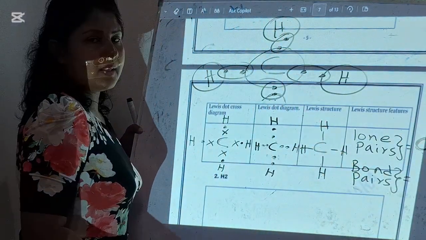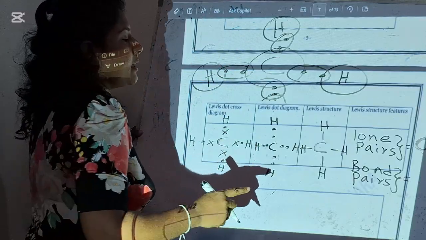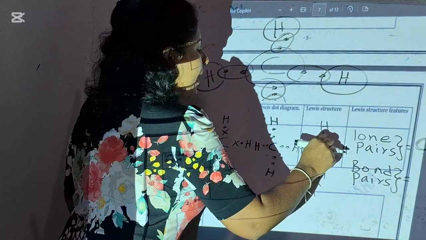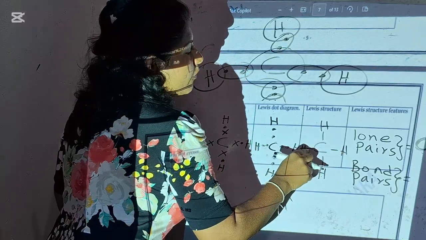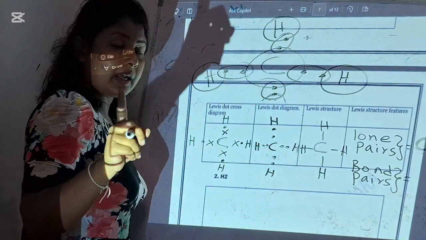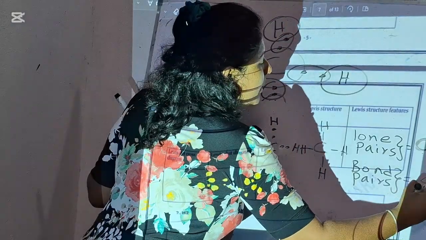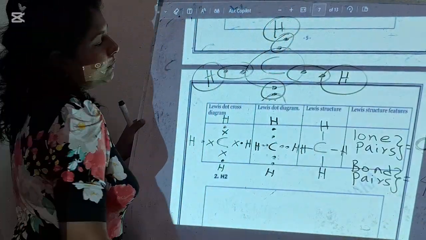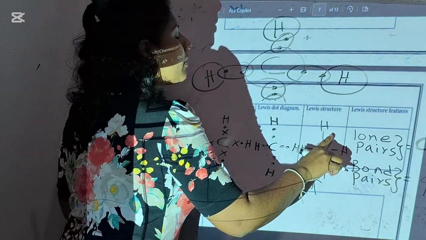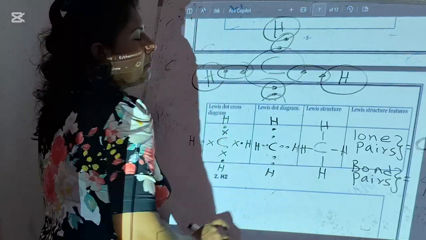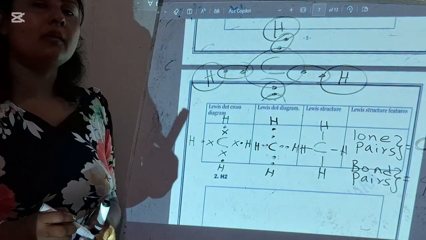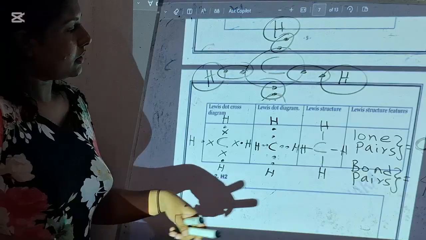Bond pairs mean the bonds. How many bonds are there? 1, 2, 3, 4. Around carbon there are 4 bonds. So how many bond pairs? 4 bond pairs. Bond pairs mean the number of bonds. That's a way of getting bond pairs.